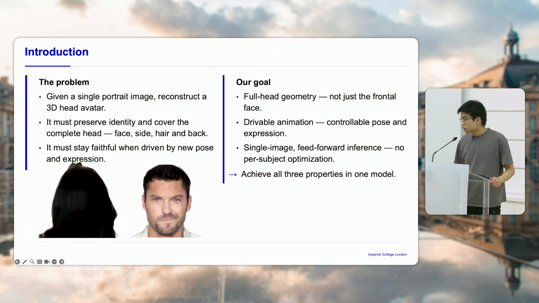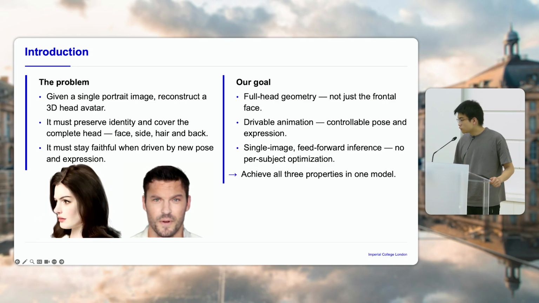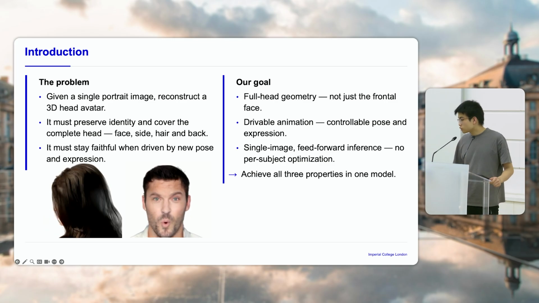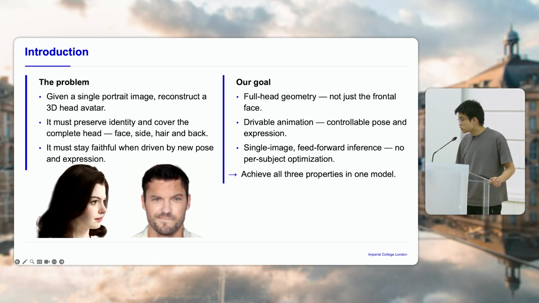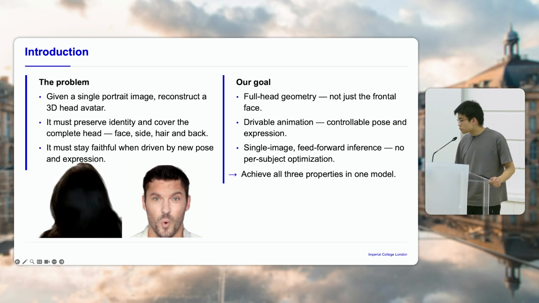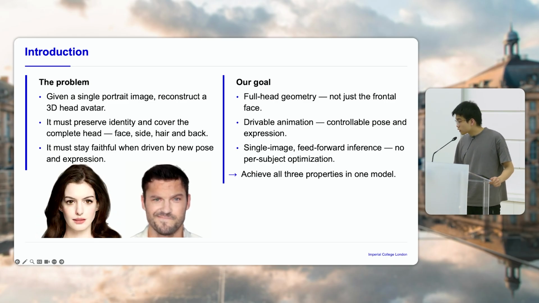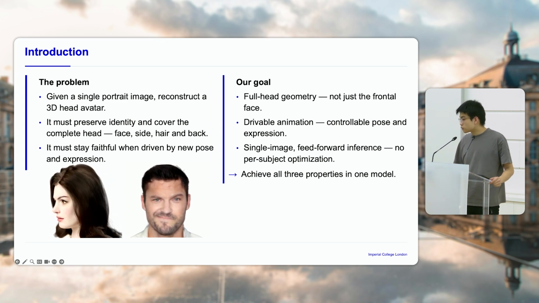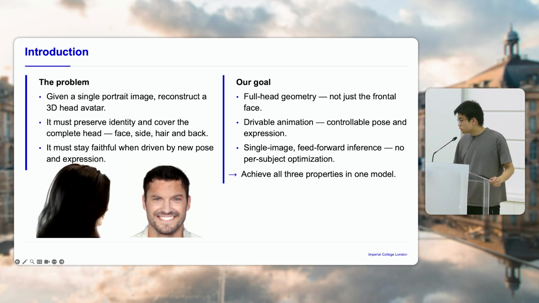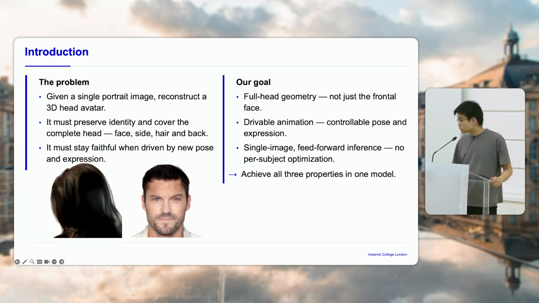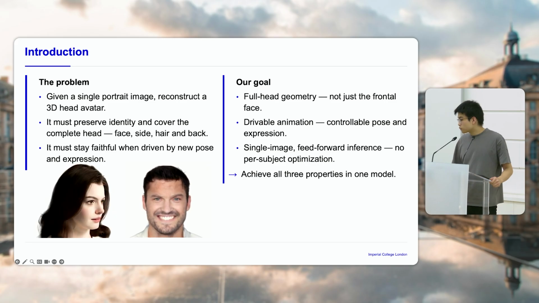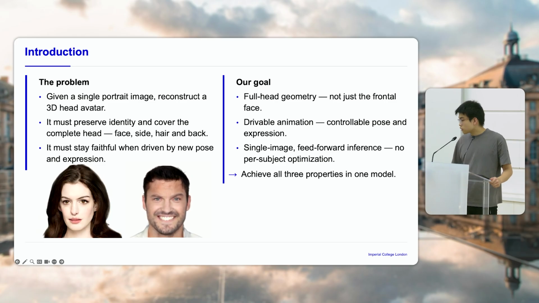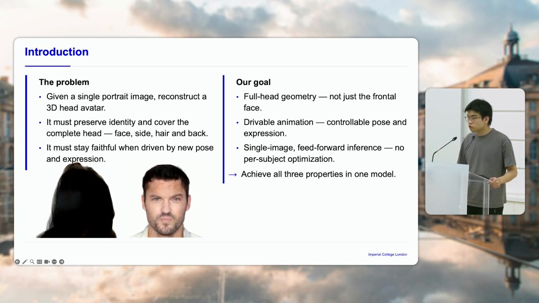Let me first introduce the task. Our task is single-image full-head avatar reconstruction and animation. Given a single image, we want to reconstruct a 3D head avatar that preserves identity, covers the complete head, including hair and back, and remains faithful under new poses and expressions. We also want a feed-forward inference that reconstructs the avatar in minutes. So the goal is to combine three properties: full head geometry, controllable animation, and feed-forward inference without per-subject optimization.